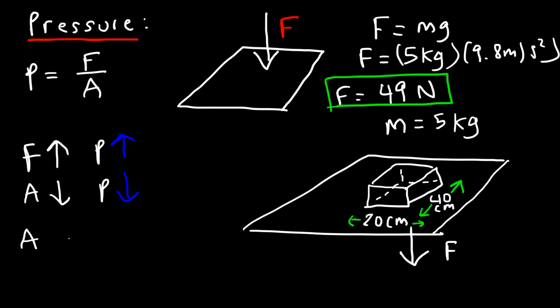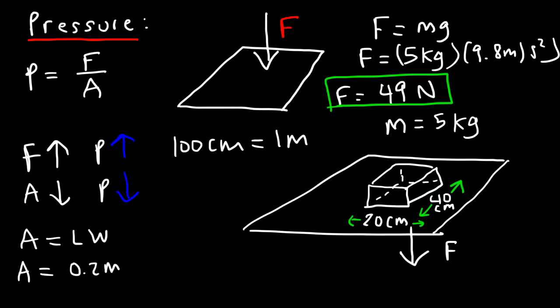The area is length times width, and now we want it in a standard unit of meters. 100 centimeters is equal to 1 meter. So if you want to convert centimeters into a meter, you need to divide by 100. So 20 centimeters is equivalent to 0.2 meters, and 40 centimeters is equivalent to 0.4 meters. So what's 0.2 times 0.4? Well, 2 times 4 is 8, but 0.2 times 0.4 is going to be 0.08. So the area is 0.08 square meters.